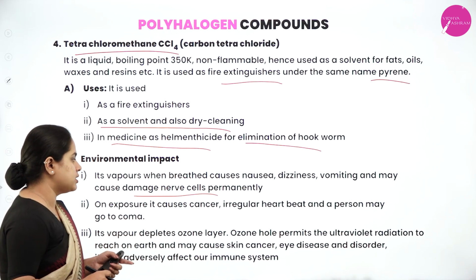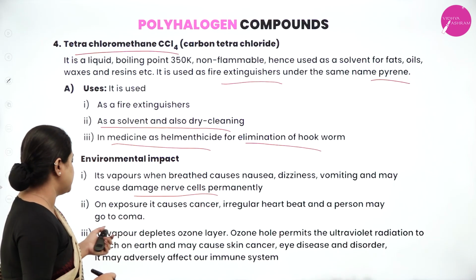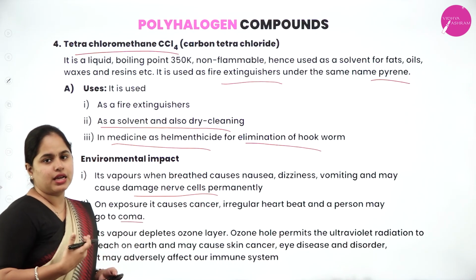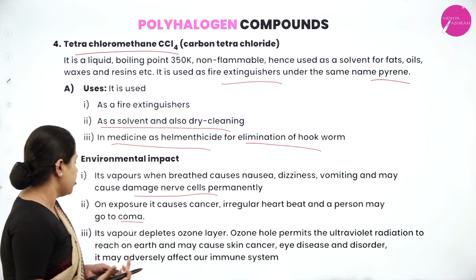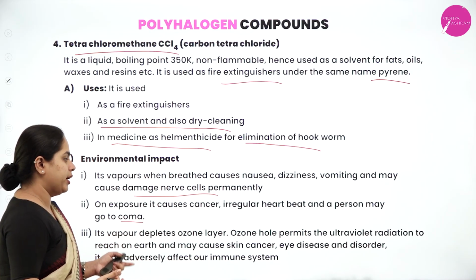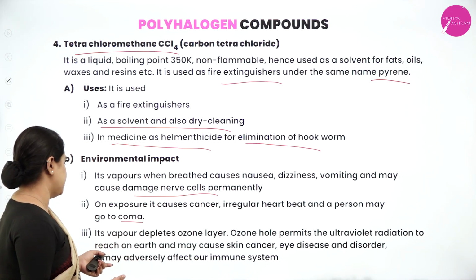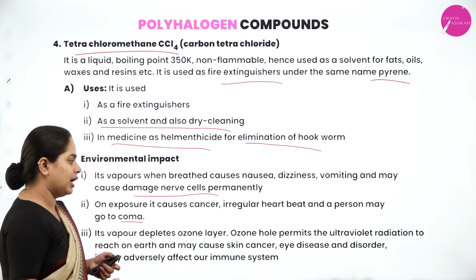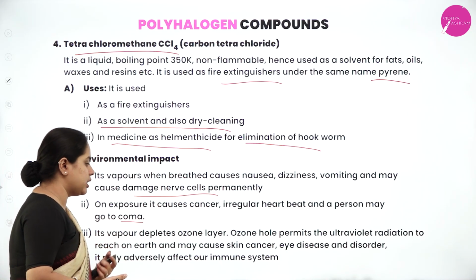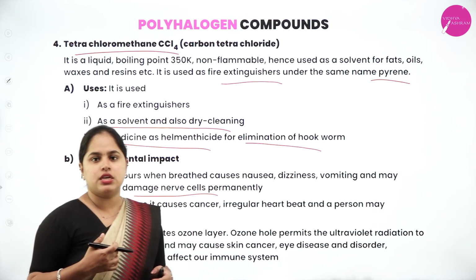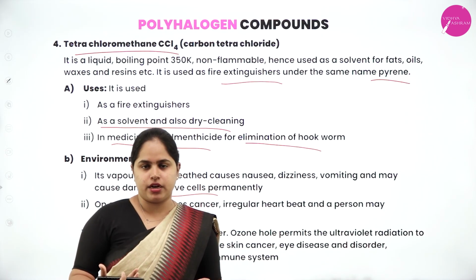On exposure, it causes cancer, irregular heartbeat, and person may go to coma. So it has a tendency to cause cancer as well. Now its vapor depletes ozone layer. Ozone hole permits the ultraviolet radiation to reach on earth and may cause skin cancer, eye disease and disorder. It may adversely affect our immune system. So these are some disadvantages of tetrachloromethane.